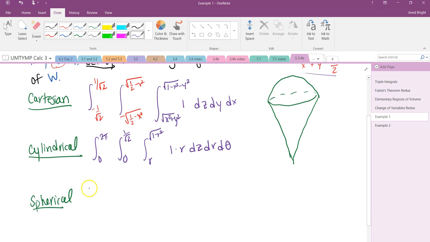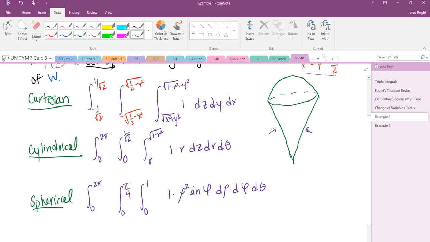And then in spherical, again, triple integral, and then 1 times the expansion factor of rho squared sine phi, and then I'm going to use the order d rho, d phi, d theta. Okay, and again, theta is going to go from, excuse me, 0 to 2 pi. Okay, phi is going to go from 0 to pi over 4. Okay, that's to give you the sides of your cone, and then rho is going to go from 0 to 1.